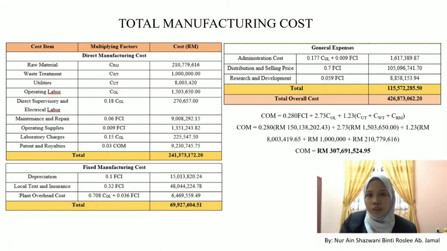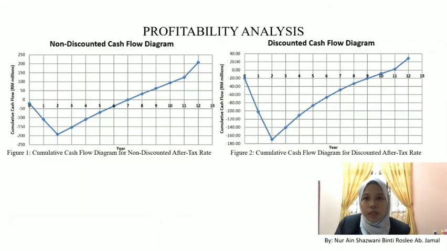The total overall cost is 426,873,062.2 ringgit Malaysia, while the total cost of manufacturing, which is COM, is 307,691,524.95 ringgit Malaysia. Now, let's talk about the profitability analysis.